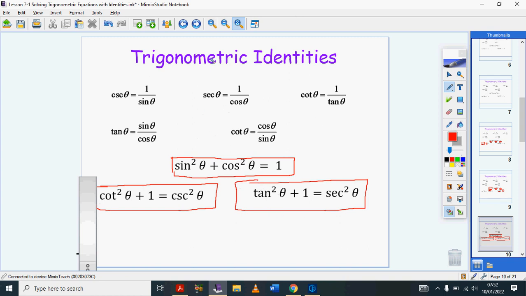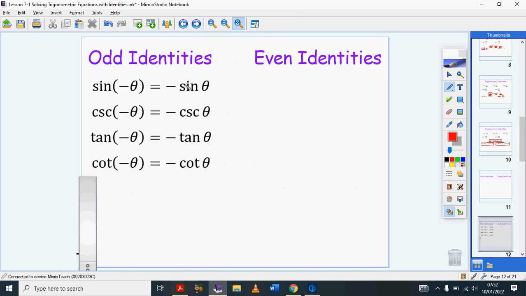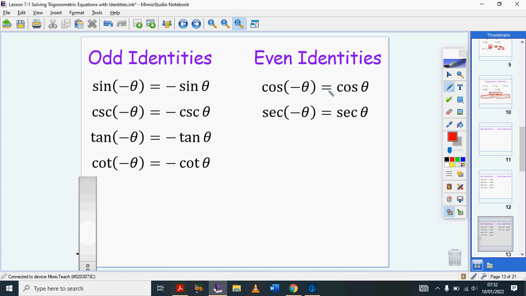So let's look at some examples. Oh, before we go there, I hope you remember the odd identities are all the ones that have either sine or tan. All the ones that have a relationship with sine are odd, and all the ones that have a relationship with cosine are even. Meaning that if the negative is inside on the input value, it doesn't change the output value for even identities. But if the negative is on the input value, it changes the output value for the odd identities.